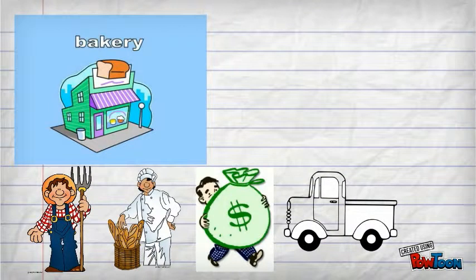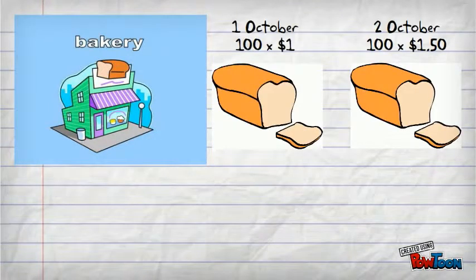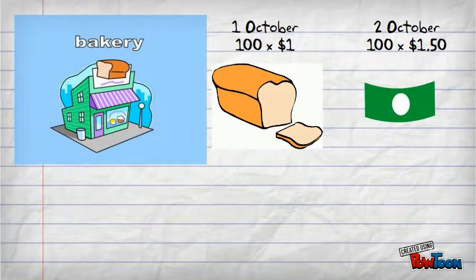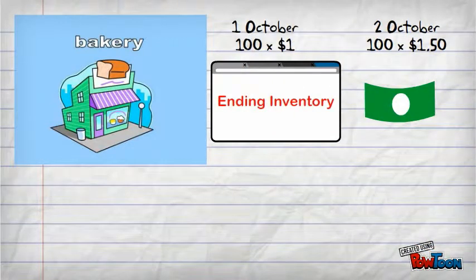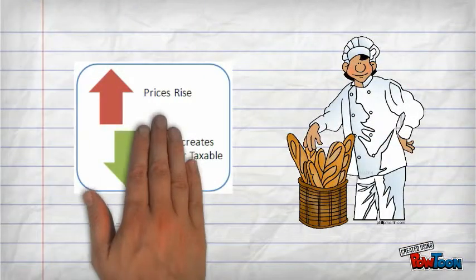In this situation, the baker could use the LIFO method and sell the freshest, newest loaves on the 3rd of October, while using the remaining $1 loaves to report the ending inventory for the period. This would lower his taxes considerably by understating his profit and income.